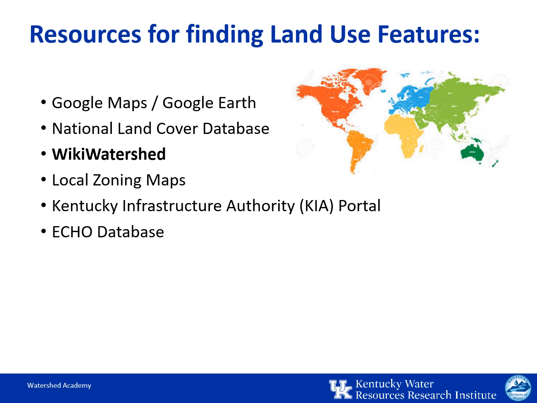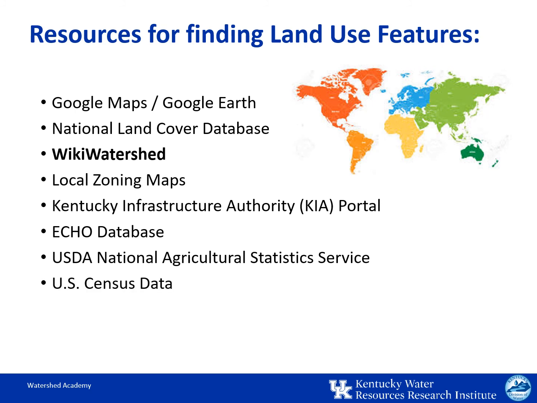The US EPA's ECHO database, or Enforcement and Compliance History Online, helps you find permitted point source discharges and track their compliance history. The USDA's National Agricultural Statistics Service provides a variety of data related to crop production and livestock types and numbers by county. And U.S. Census data can be helpful in discerning population concentrations and the income and education levels of residents. All this information can be helpful when you are prioritizing subwatersheds and selecting BMPs.